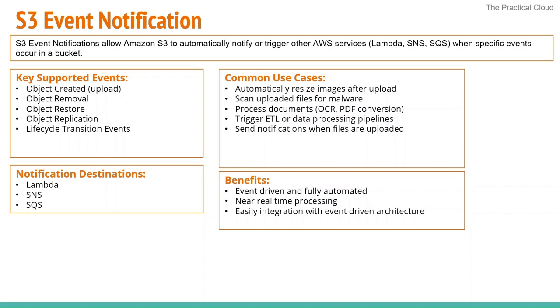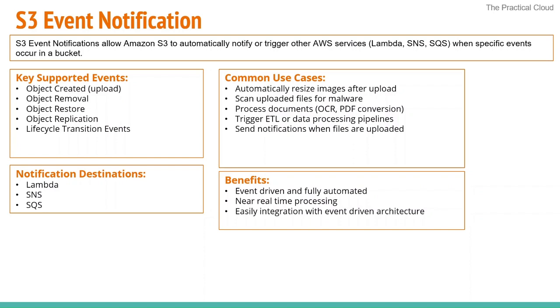These are the configurable items under the S3 console. We can configure which event we want to send the notification for. This notification can be sent to three AWS services. One of them is Lambda. You can trigger Lambda and take action on the object stored or uploaded to your S3 bucket. You can also trigger SNS and SQS as well.